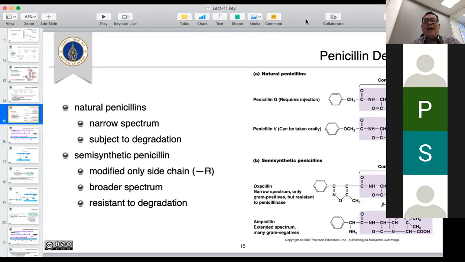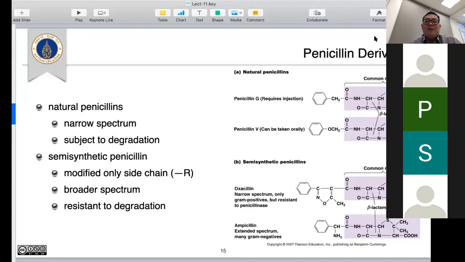Okay, then we developed the side chain of penicillin here by adding an ether group here. They actually changed the properties. Pen G is normally given by injection, and pen V you can take orally. Both of them can be digested by the penicillinase of bacteria.